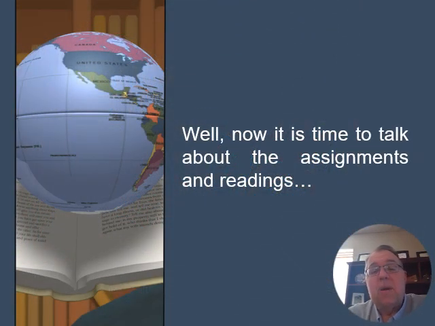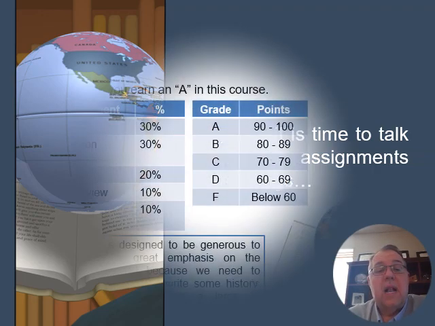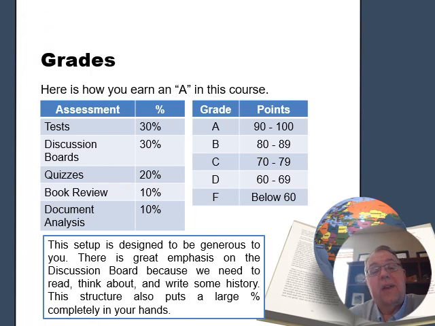Now, let's talk about some of the assignments and the readings. With that, we'll look at grades. How in the world do you get an A in this class? You can see this is straight off the syllabus: tests, discussion board, quizzes 20, book reviews 10, document analysis 10. The whole idea is that this setup is designed to be generous to you. There's a lot of emphasis on the discussion board because we need that interaction. But a lot of it puts a big percentage of the grade in your hands.